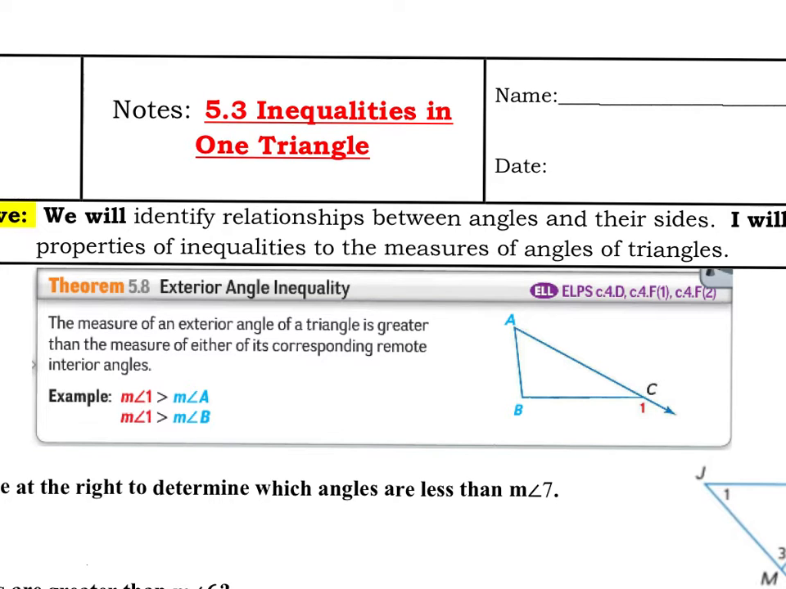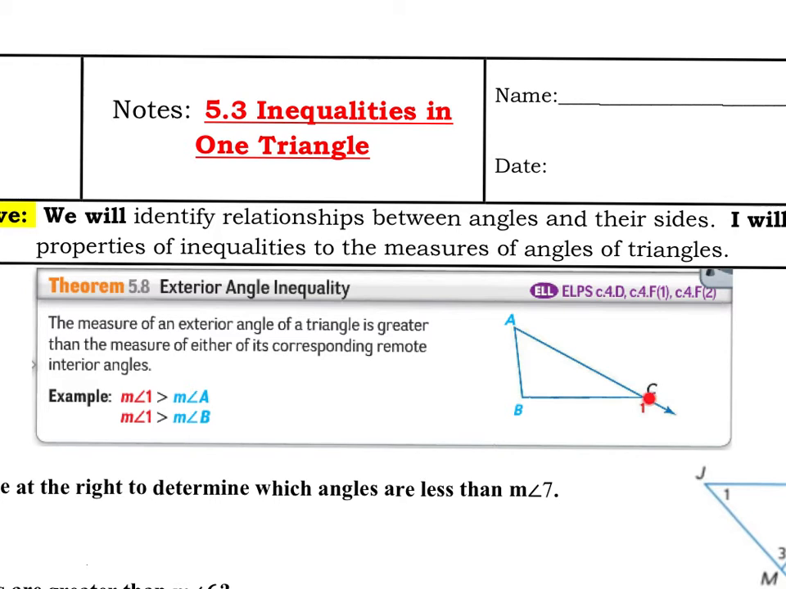Hey everybody, welcome to 5.3 Inequalities and One Triangle. This video is going to center around this theorem right here, the exterior angle inequality. It's very similar to the exterior angle theorem.